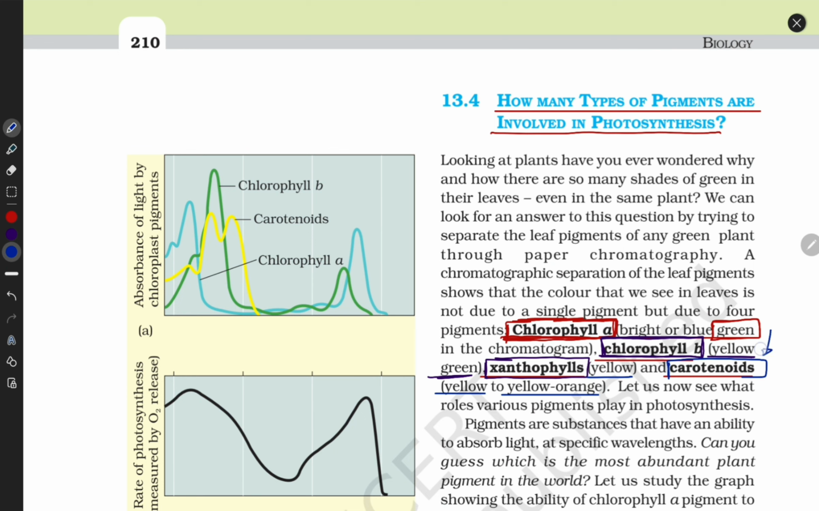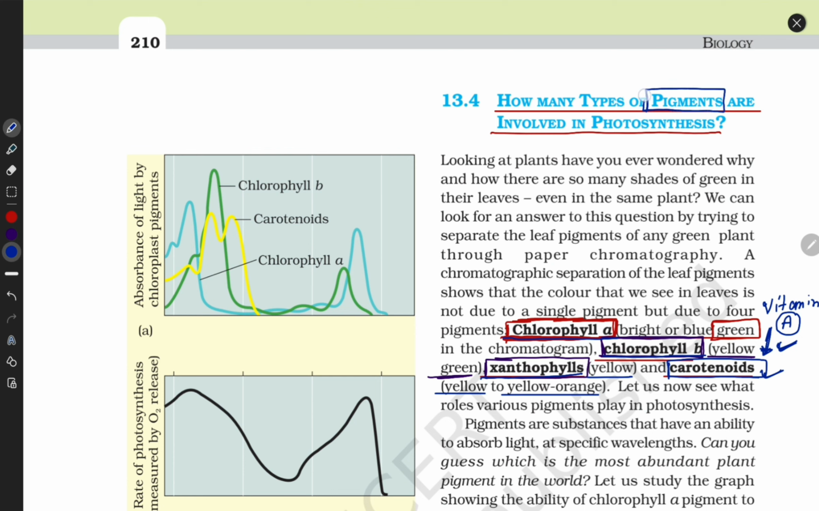Carotenoids are metabolites of vitamin A. So you know now how important vitamin A is. This is one of the forms of vitamin A, carotenoids. Other forms are also present: retinol, retinoids, retinal. Okay, that's not a part of our photosynthesis. So carotenoids, xanthophyll, chlorophyll B, chlorophyll A, these are the photosynthetic pigments.